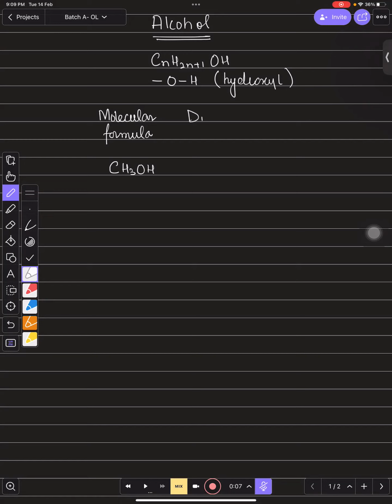Then we need to draw the structure of this, which is the displayed formula. In this type of formula, you need to show every single bond. So you know that carbon has 4 bonds, 1, 2, 3, 4. And over here, 3 bonds are with hydrogens and 1 bond is with O, and this is bonded with 1 more hydrogen. So you need to keep remember this, बच्चों, कि आपको ये बॉन्ड दिखाना जरूरी है कि एक कार्बन जो है ऑक्सीजन से बॉन्डेड है और वो ऑक्सीजन भी हाइड्रोजन से बॉन्डेड है, ठीक है ना.